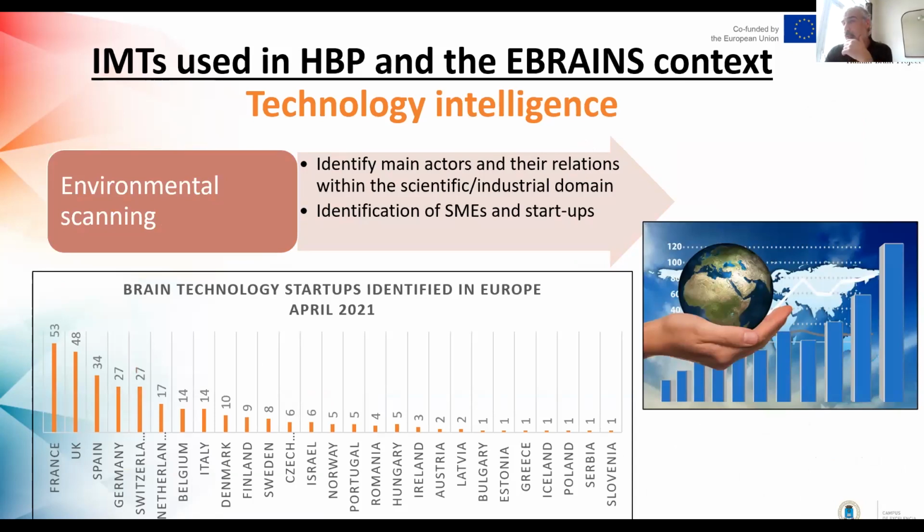And we also make environmental scanning of the different actors in the different domains in HBP to identify the SMEs and startups. Those are the brain technology startups that we have identified in Europe. Therefore, we have identified 400, as I told you before, but many of them are not European. So the European companies that we have identified are the ones that you can see in the graphic.